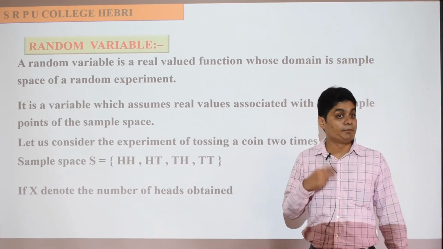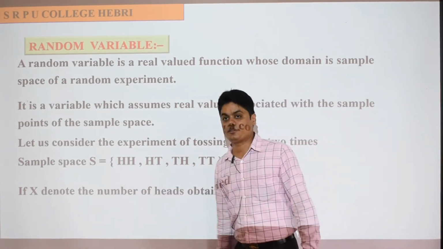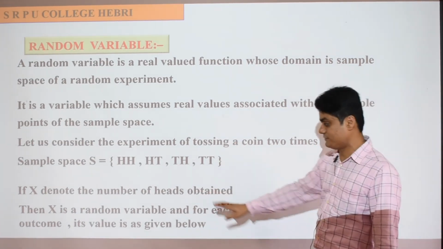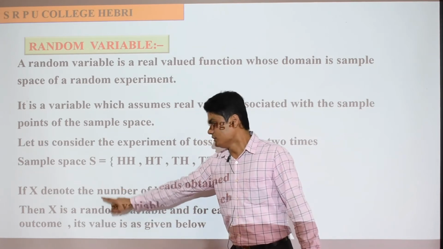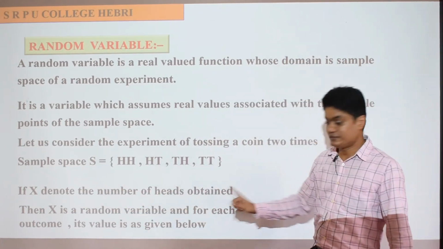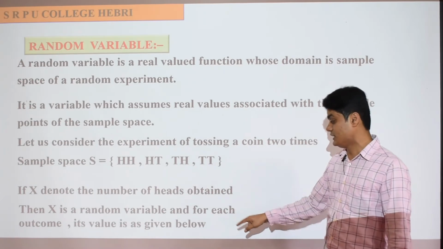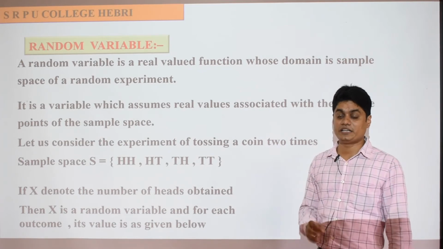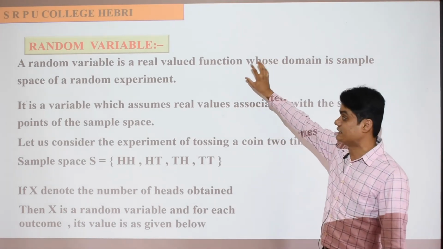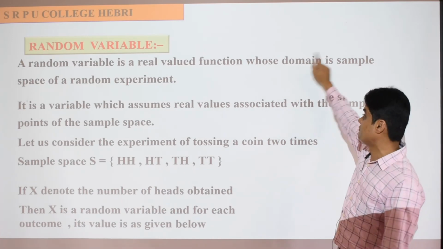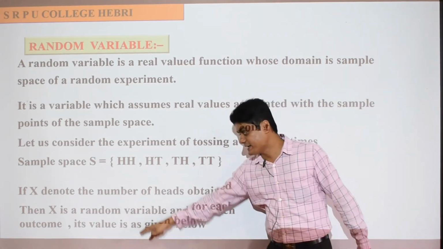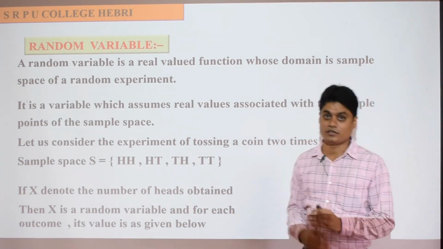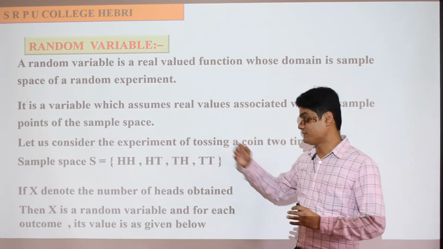Let X denote the number of heads obtained. Then X is known as random variable, and for each outcome its value is given below. X is known as random variable. Random variable is a set of all numbers and it contains real numbers. The random variable is a real valued function whose domain is a sample space. Definitely the sample point of this is from the sample space.